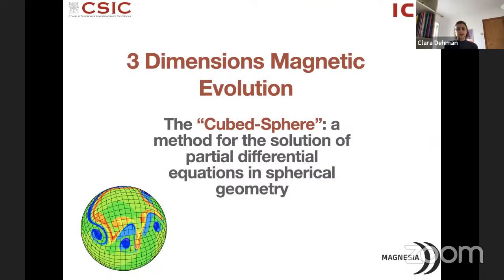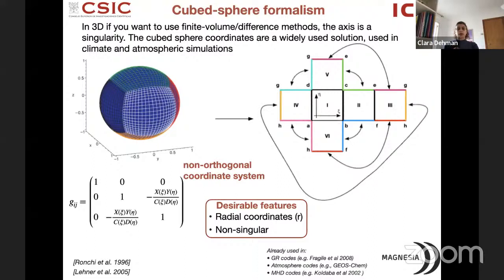To build this 3D magnetic code, we have considered the so-called cubed sphere formalism. So what is this formalism and why did we use it? Now, in the 2D magnetothermal code, we use the normal spherical coordinates: the radial coordinate and the two angular coordinates, theta and phi.